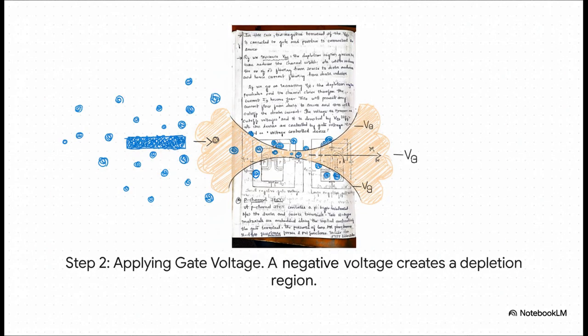So what happens when we apply a negative voltage to the gate? Well, think about it for a second. The channel is made of N-type material, which means it's full of negative electrons. What do like charges do? They repel each other, right? So that negative voltage on the gate literally pushes the electrons in the channel away from it. This creates an area with no free electrons, which we call a depletion region. It's like the walls of the channel are starting to squeeze inwards on our river.